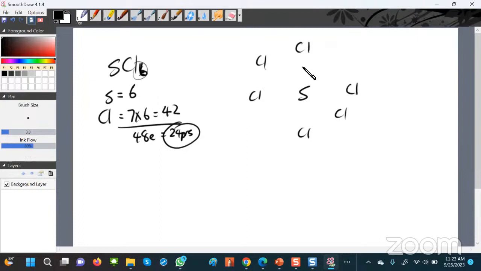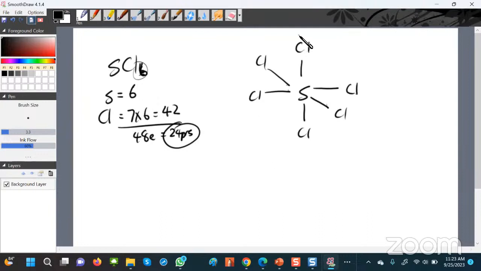Bonding pairs. So 1, 2, 3, 4, 5, 6. So we have used 6 of the 24 pairs so far. So what do you think we're going to do in the next step? We're going to start doing what? Putting dots, right? Around where? Around which atoms? All the terminal ones. Right, exactly.